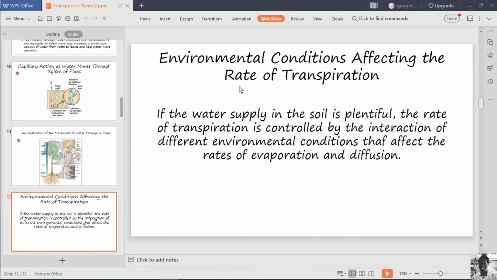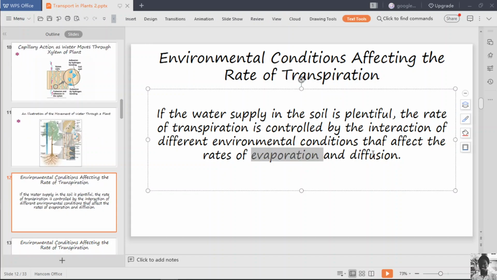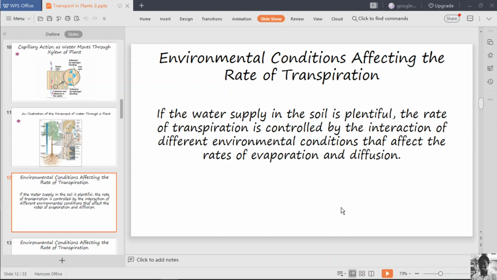Okay, now let us look at the environmental conditions affecting the rate of transpiration. If water supply in the soil is plentiful, the rate of transpiration is controlled by the interaction of different environmental conditions that affect the rates of both evaporation and diffusion. So it is not just one environmental condition, it's an interaction of different environmental conditions that not only affects evaporation but also affects diffusion.